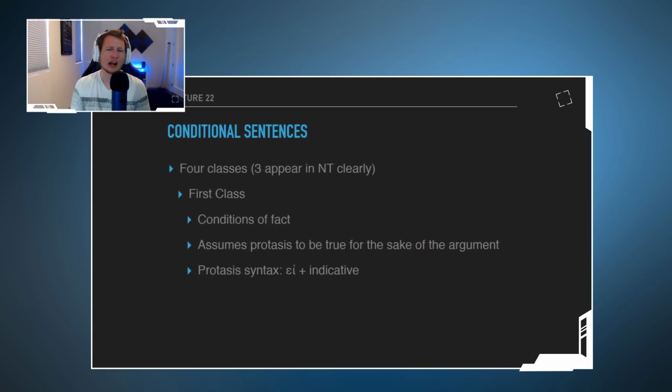Now, we did previously talk about conditional sentences. We're revisiting it here in a little more depth. You have first class, second class, third class, and there is a fourth class, but not prevalent in the New Testament. So it's three that occur in the New Testament clearly. The first class is the conditions of fact. You have the protasis and you have the apodosis. If protasis, then apodosis. So in first class condition, the protasis, the if statement, is assumed to be true for the sake of the argument, whether it is true or not.